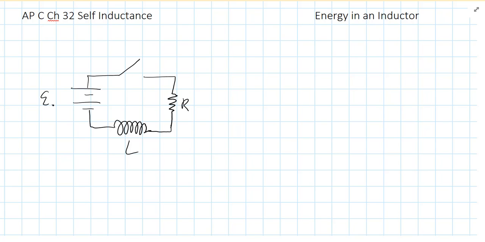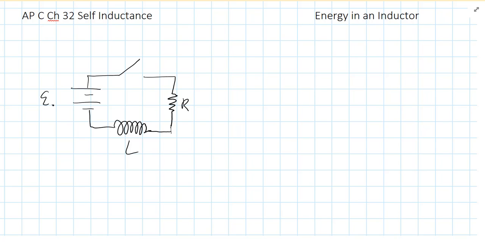Hey folks, in this video we're going to briefly talk about the energy stored in an inductor. Okay, and if you need a moment to pause the video and just copy that really easy circuit, go ahead and take that now. All right, so we're going to talk about energy and power.